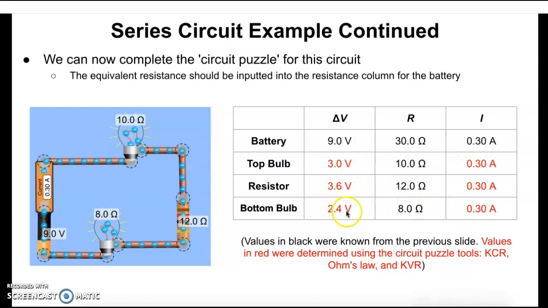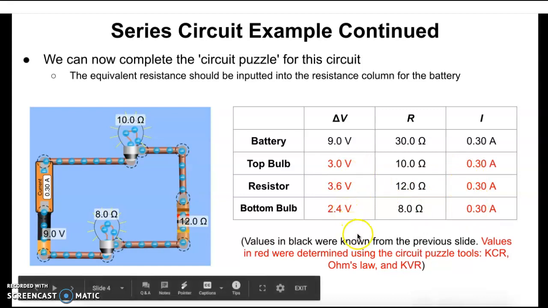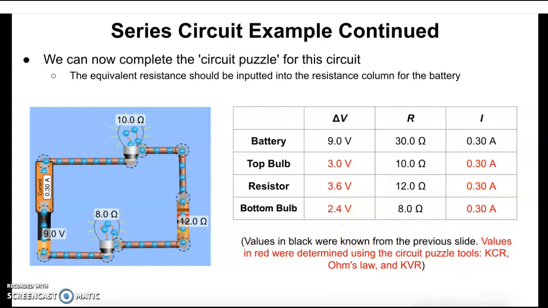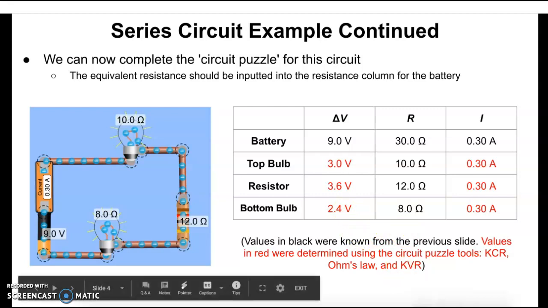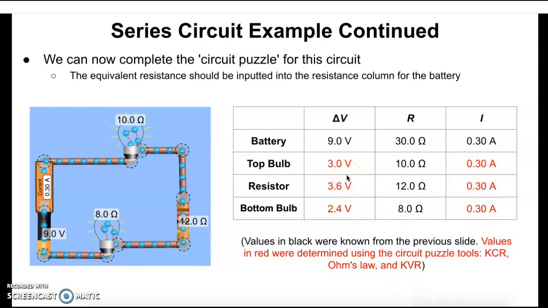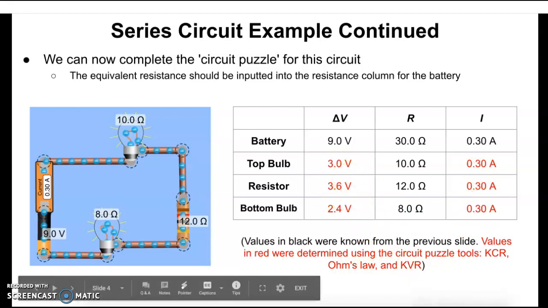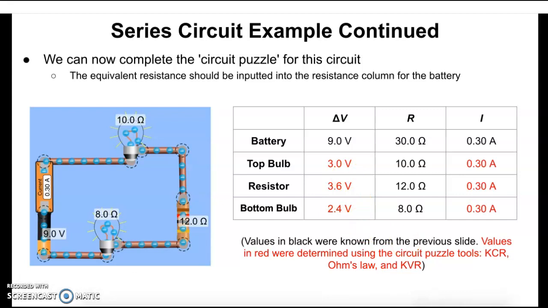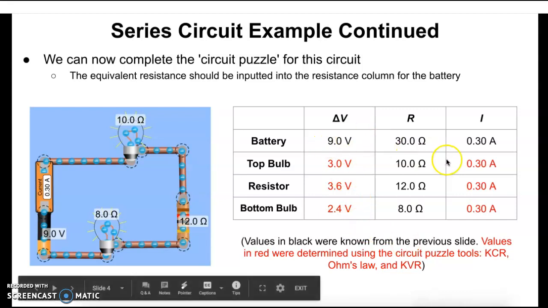So I went ahead and used the tools for circuit puzzles, which are KCL, KVL, and Ohm's law. Use those to calculate everything that's in red here. So we can combine this lesson of equivalent resistance with the previous lesson of circuit puzzles to find out all the information we need to know about any circuit that we design.